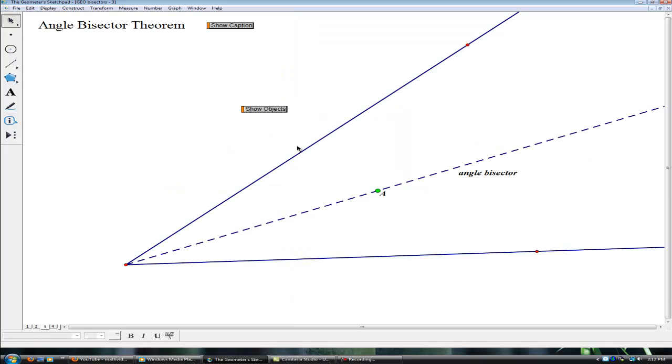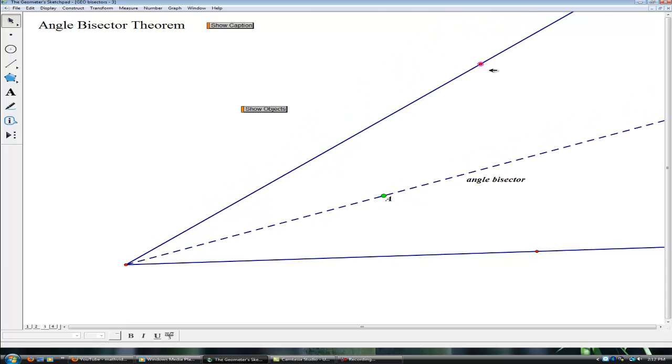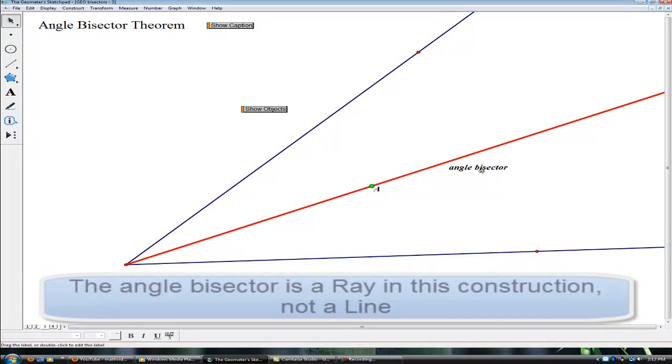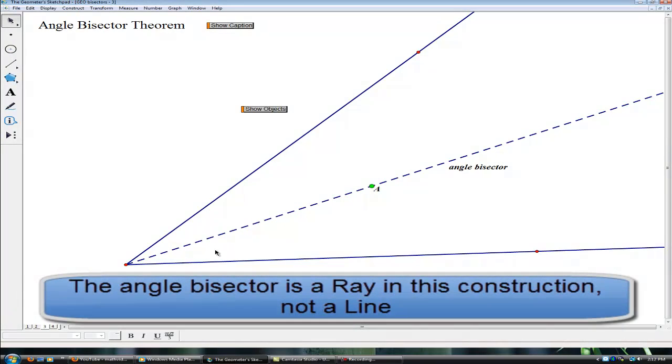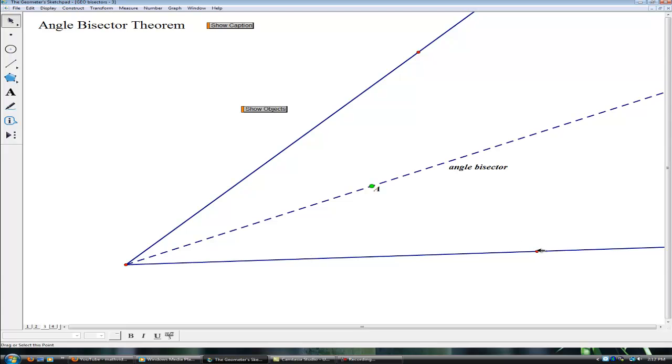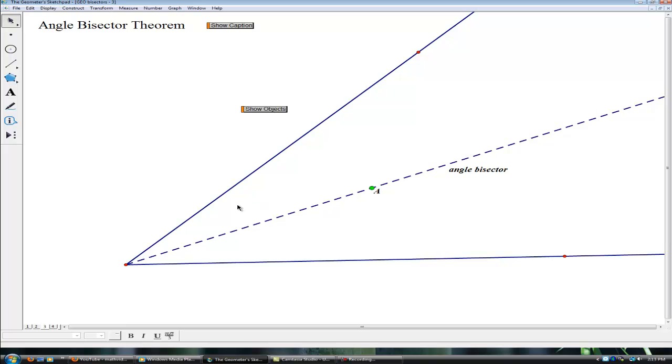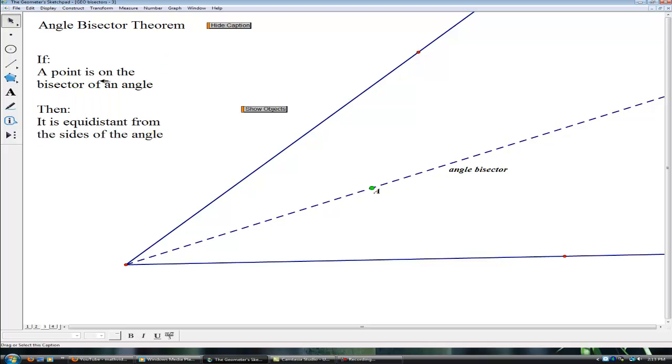The angle bisector theorem. Let's look at what we're starting with. I have this adjustable angle, and the angle bisector is this line which cuts the angle measure perfectly in half. No matter how I adjust, this is always bisecting the degree measurement of the given angle. So let's look at this theorem. It says if a point is on the angle bisector, which point A is, has been constructed in a way where it will always be on the angle bisector, then it is equidistant from the sides of the angle.